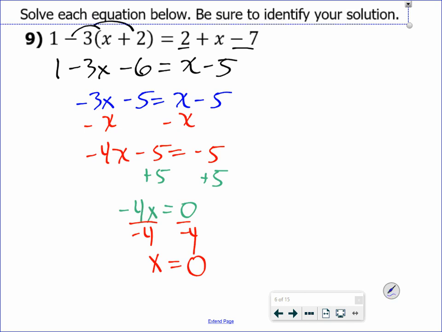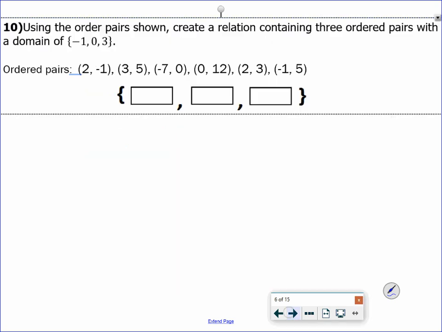Now remember, we should double check our answer. So if we plug 0 in for x, on this side I'll get 1 minus 6 is negative 5, and on this side I'll get 2 minus 7 is negative 5. So that is in fact the solution.